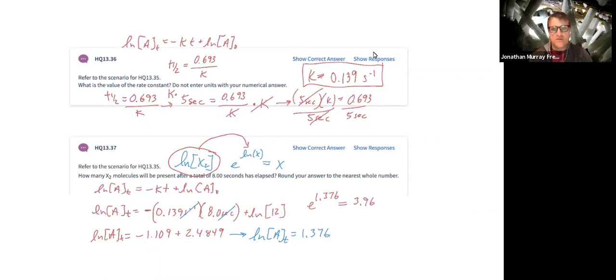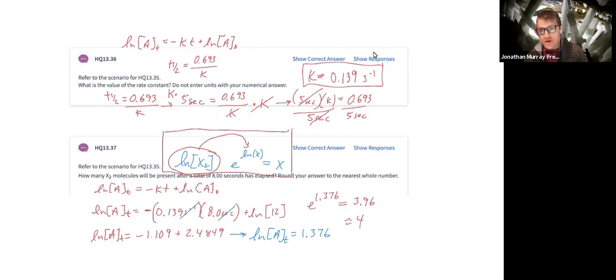The question asks for the nearest whole number, and the nearest whole number would be about 4 molecules in this reaction, 8 seconds into the reaction. This little trick right here will be important. It will come back. Our way of getting out of ln of x equals something is e to that value, which will give us back the x that we're looking for, what that concentration is.